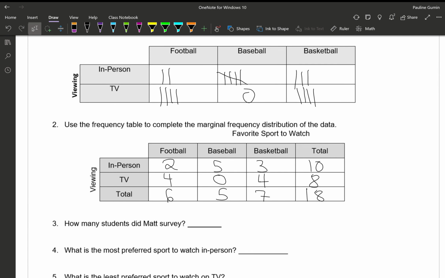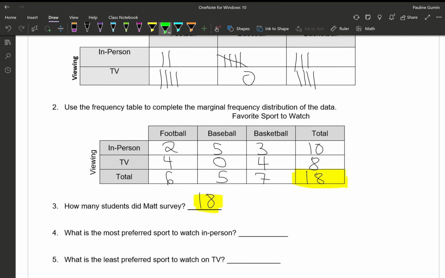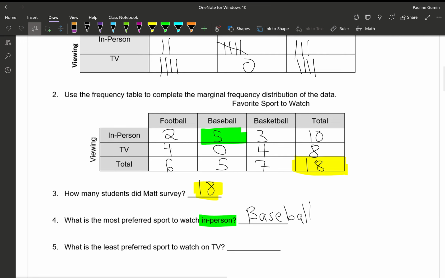Number 3 asks us, how many students did Matt survey? Well, if we take a look at the total amount of students, we have 18. So 18 is our total. What is the most preferred sport to watch in person? So we take a look at our in-person row, and it looks like baseball has the highest number. Okay. What is the least preferred sport to watch on TV? So I look at TV. The smallest number is 0, baseball.